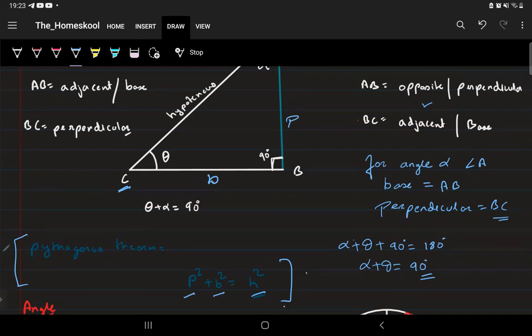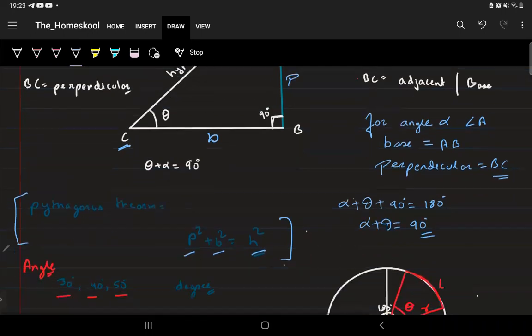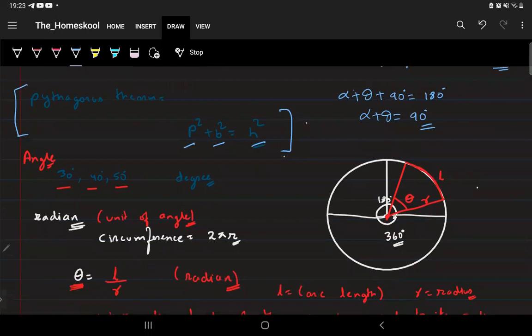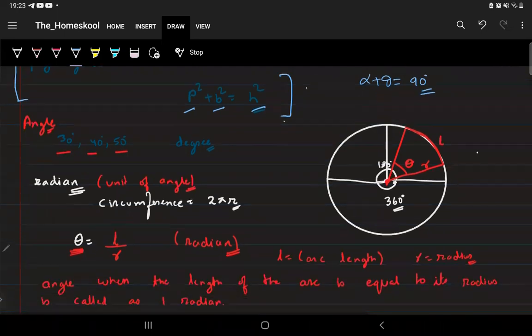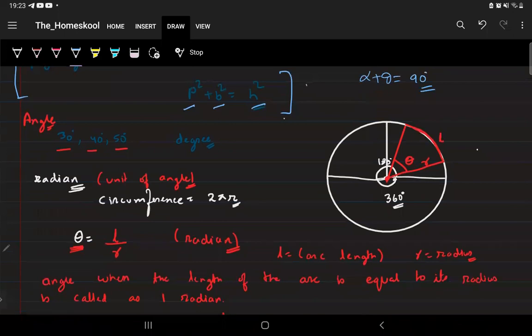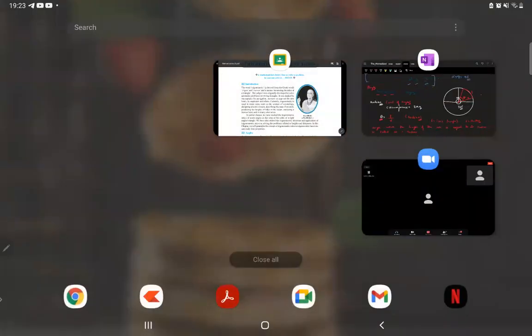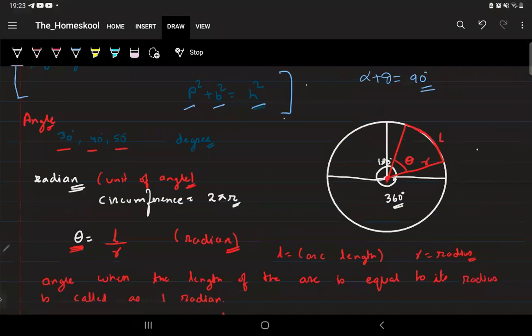Before moving to the next concept, we should know what angles are. Till our normal class, we just know one unit of angle, that is degree. Sorry, degree, not centigrade, it's temperature. But there's a second unit of angle, which is called radian. Everyone please focus over here. The second unit of angle is called radian.